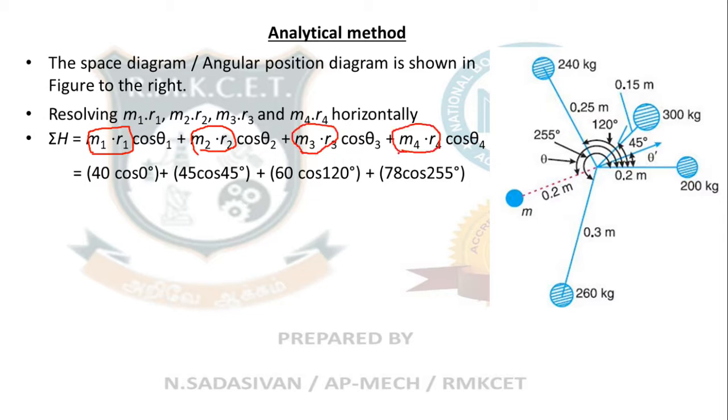So these four numbers are directly substituted here: 40, 45, 60, 78. These we have just multiplied in the last slide. Theta 1 is the horizontal I am taking. Next from there is 45 degree. From there, next is 120. From there, next is 255.